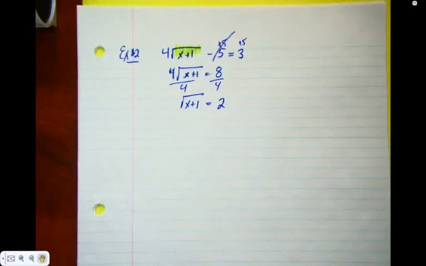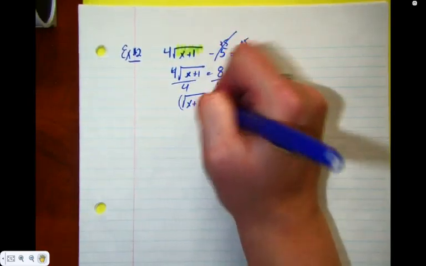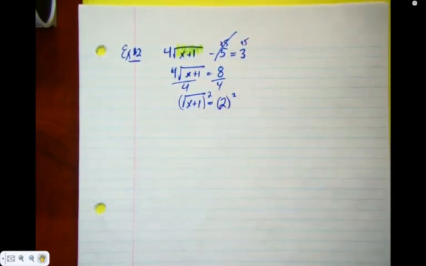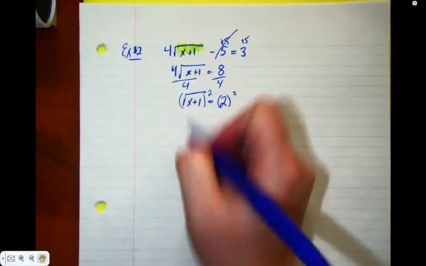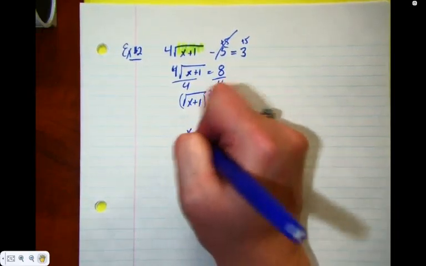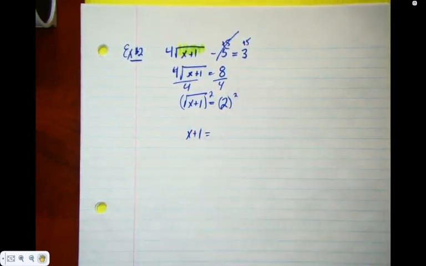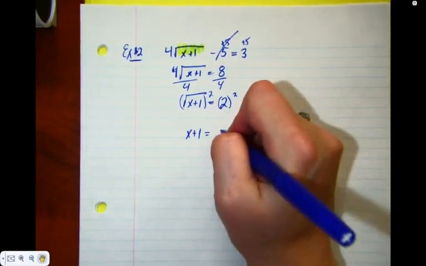That is step number 1. Isolate the radical. Get it all by itself. Step number 2, square both sides. You have to use brackets, and you have to put 1 on each side. What happens to the square root of x plus 1 when I square it? So the radical disappears, becomes x plus 1. And on the right-hand side, 2 squared is?